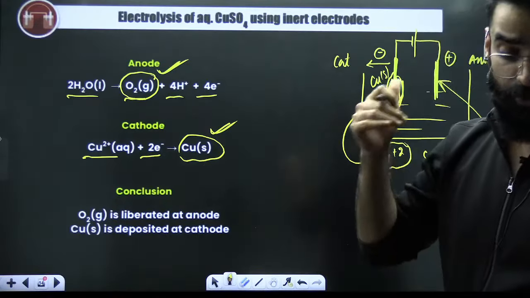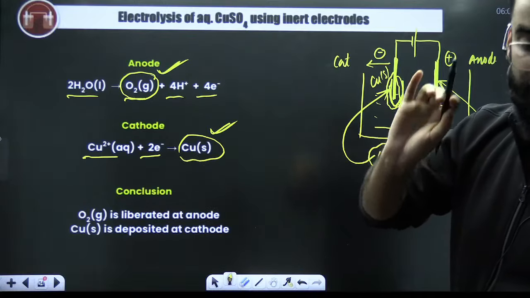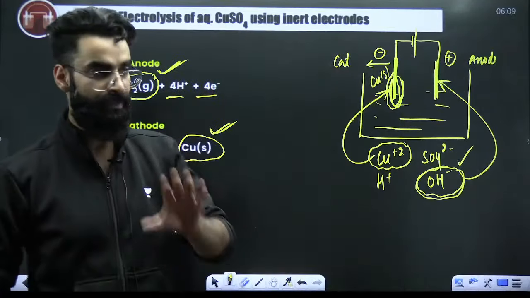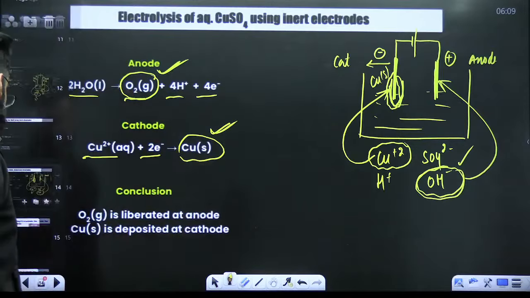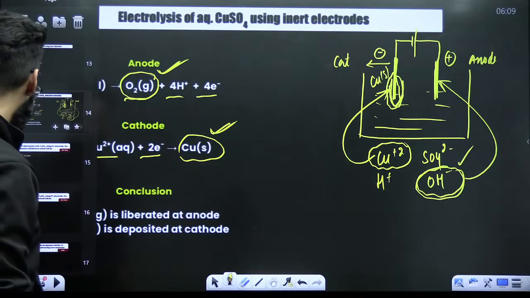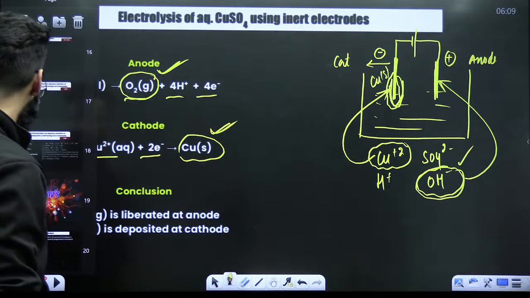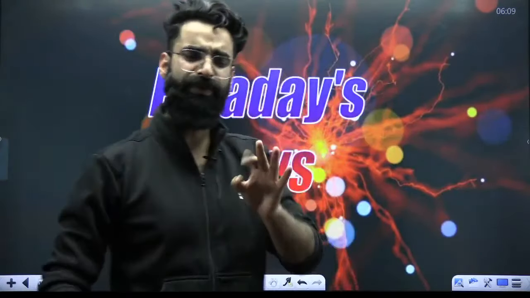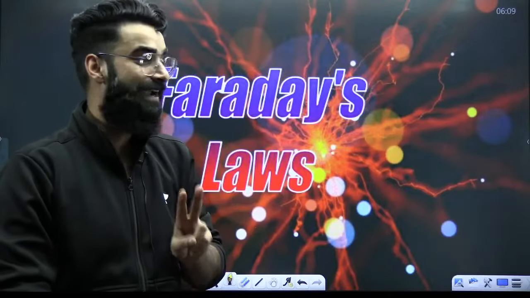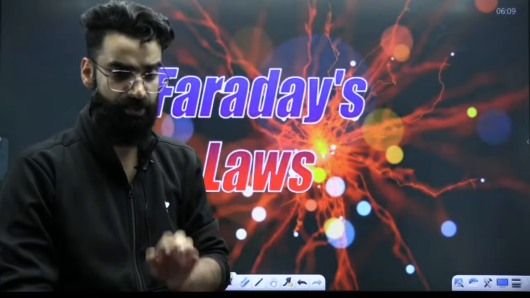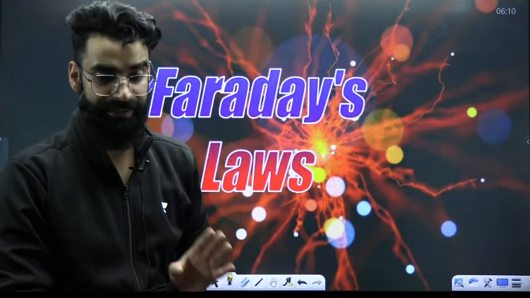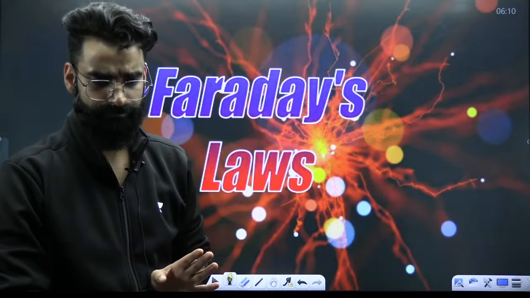The electrodes which I used during the electrolysis, those were your inert electrodes, like platinum. The actual topic, my dear students, which we have to discuss is Faraday's laws, from which questions frequently come in your examination, right? Faraday has given two laws in electrolysis, so we are going to discuss these two laws in detail, right?